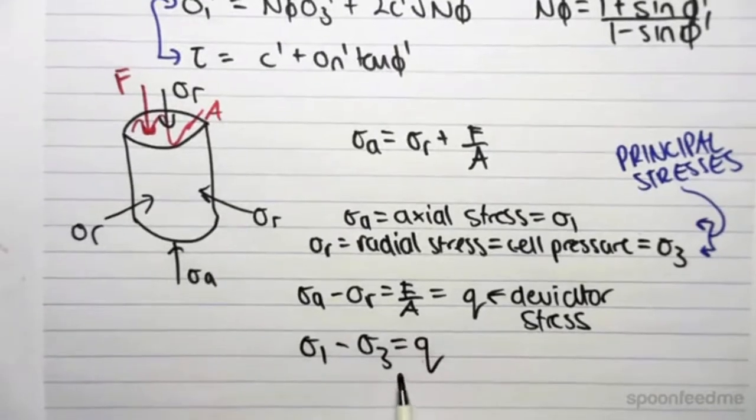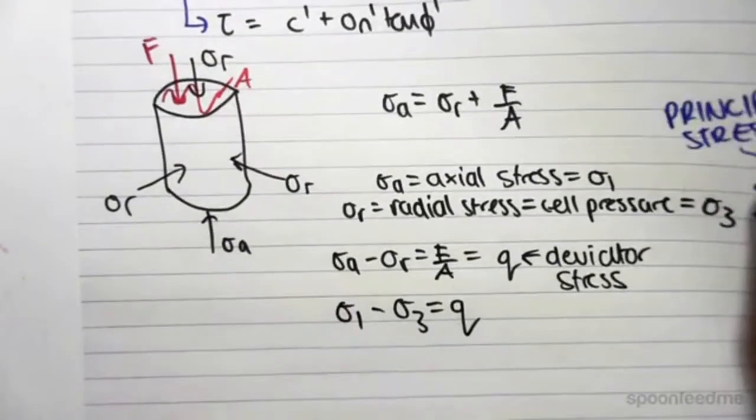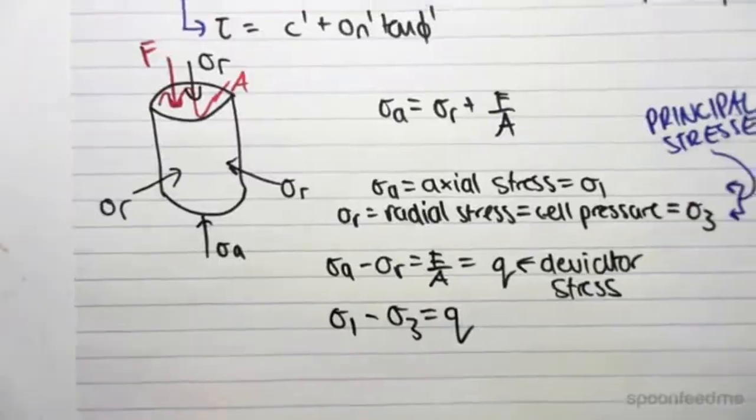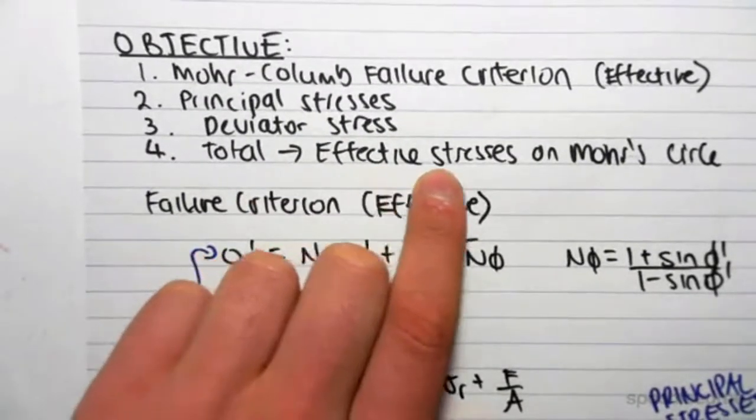Once again, it's just a convention where they could maybe give you the deviator stress in a question, and you would be able to use that. And the final thing we need to talk about is going from total to effective stress on Mohr's circle.